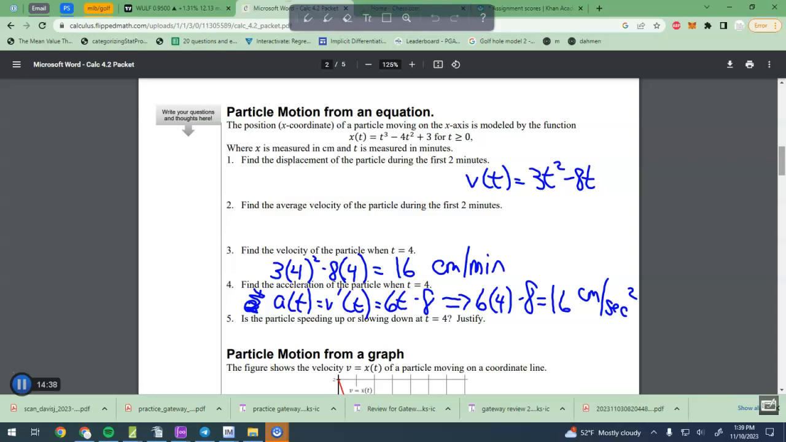Speeding up or slowing down at t equals 4. Someone, what's not changing? Okay, hold on.